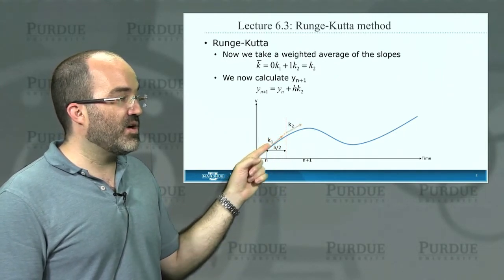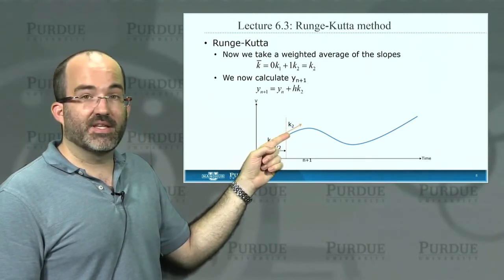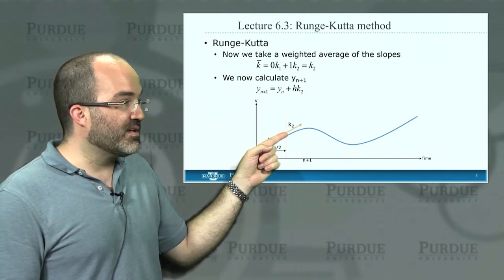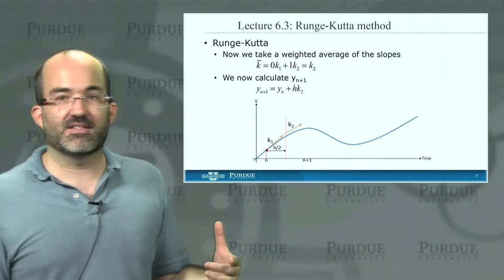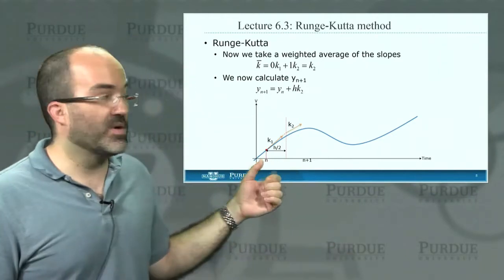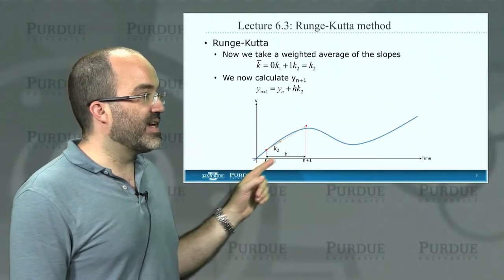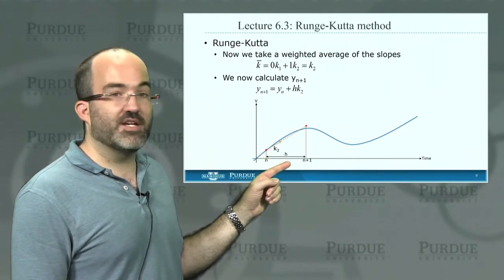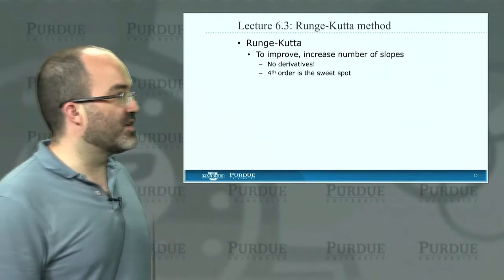So we use k1 to find the halfway point. We calculate the slope at the halfway point, and then we say, you know what? The slope in the middle between n and n plus 1 is probably a better guess as to the average slope than the slope at the beginning. And so we're going to use that slope instead of k1, and we're going to calculate y sub n plus 1 as k2 times h plus y sub n. That is a Runge-Kutta solution.